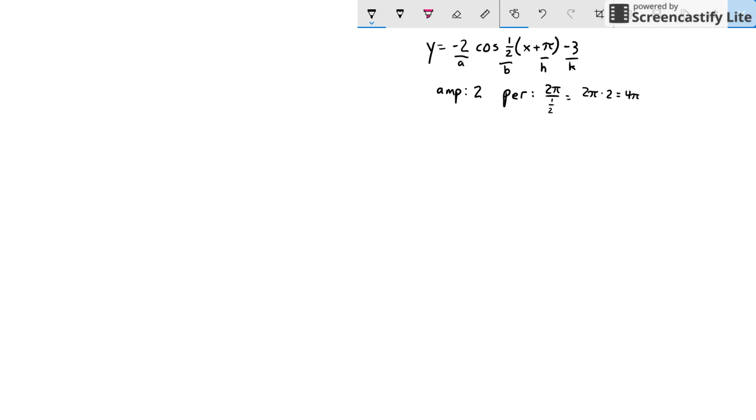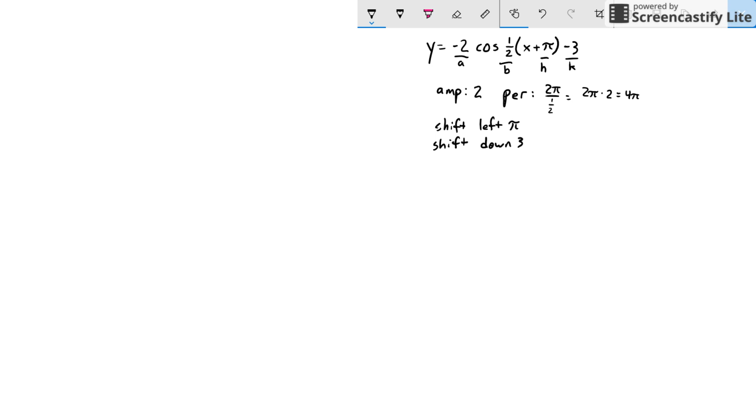What we've added on here are our shifts horizontally and vertically. So we're going to shift left pi. Remember from past chapters when we have an h value, it's the opposite sign. So positive pi, we're going to go left pi. And then our k value at the end, it's going to be down 3. We do not have to switch signs there.